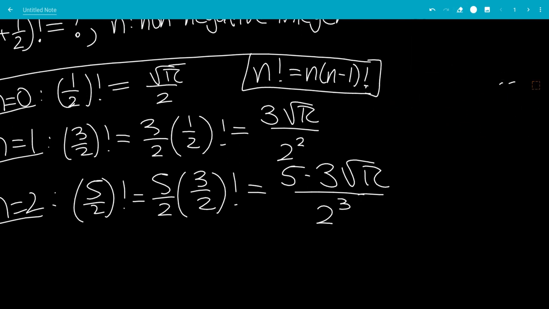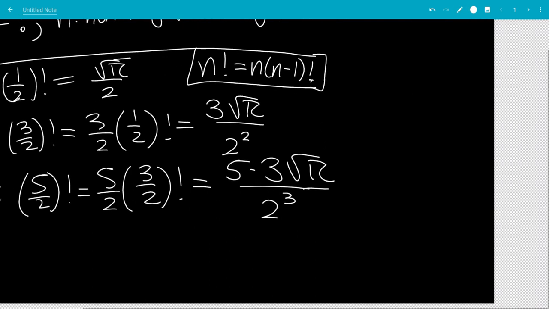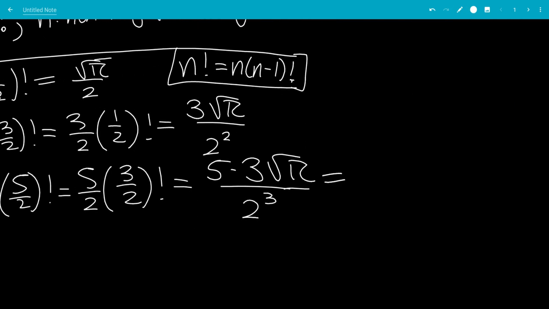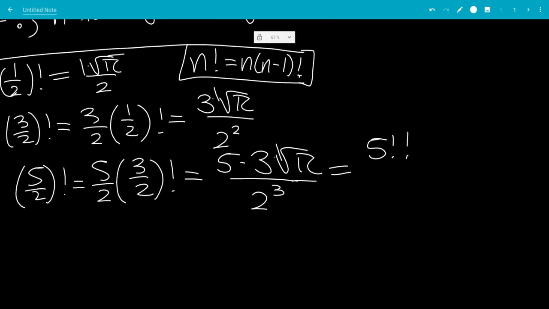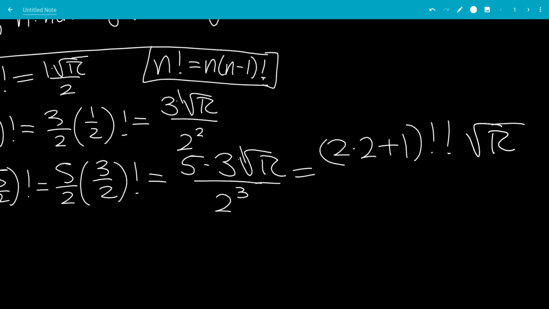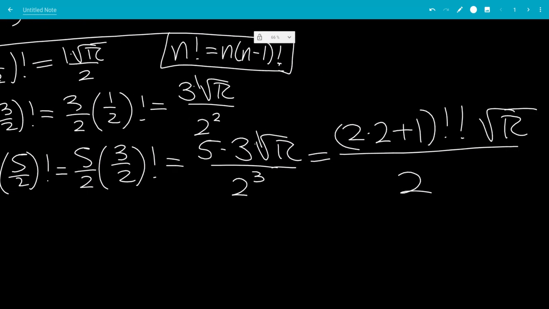So what we're going to do is rewrite 5 times 3 times 1. There's a times 1 on every one because 1 is times itself. So this will be written as 5 double factorial, but n equals 2, so we can write it as 2 times 2 plus 1 double factorial times the square root of pi all over 2. Well, we have n equals 2, and this is 2 to the third power, so that's 2 plus 1.